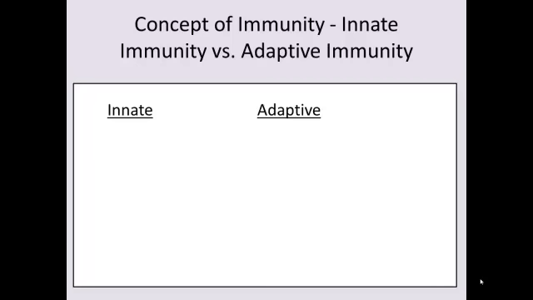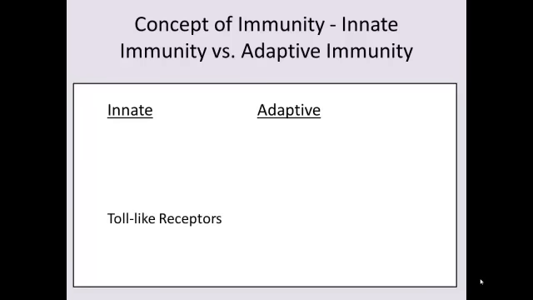Immunity comes in two parts: innate immunity and adaptive immunity. Innate immunity is with us as soon as we're born, and it kicks in even if we haven't been exposed to that particular pathogen. Adaptive immunity is the immunity that we get when we've been exposed to that particular pathogen or that particular antigen. We're going to talk about adaptive immunity more in the next chapter, but the two are intertwined.